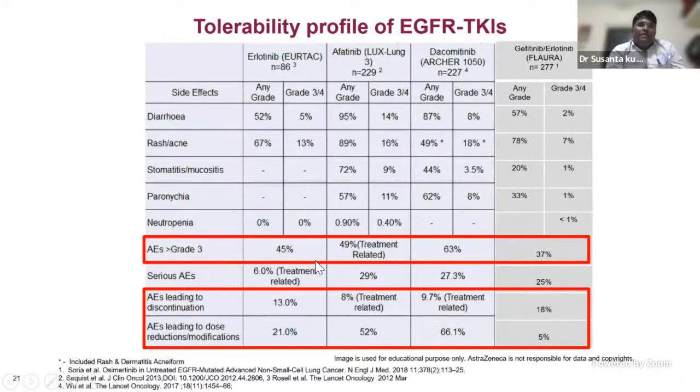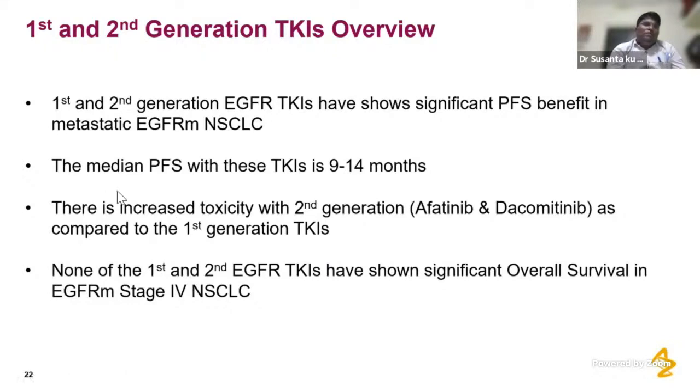Here also, grade 3 side effects are 45% in the first generation, in afatinib 49%, and dacomitinib 63%. If we consider our FLAURA trial with gefitinib, it is 37%. So it shows almost half of the patients have grade 3 side effects. Coming to the summary, the first generation and second generation EGFR TKIs have shown significant PFS in metastatic EGFR without any OS benefit, with added toxicity in the second generation TKIs.